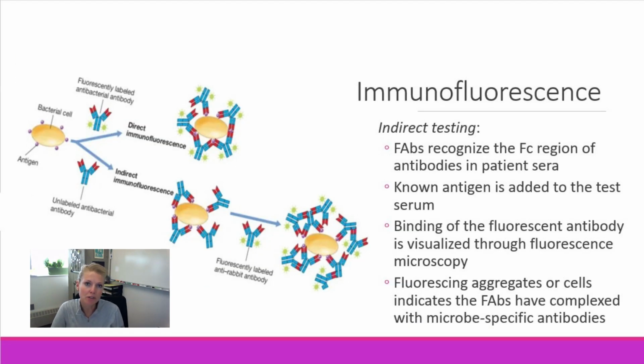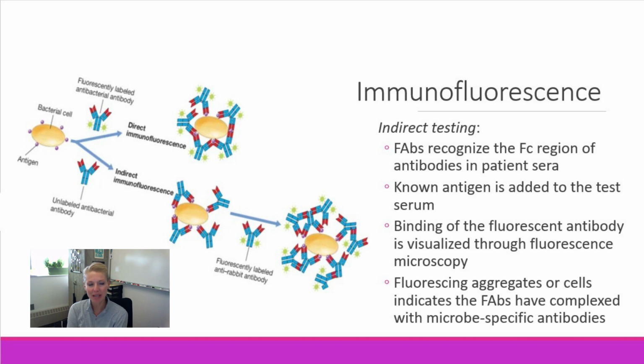Immunofluorescence testing can also be done in an indirect manner as well. We're still utilizing monoclonal antibodies that have fluorescent tags attached to them. It's just this time we're utilizing two sets of antibodies. One is going to be bound to the surface of the pathogen, and then the second antibody that actually has the fluorescent tag is going to recognize antibody.